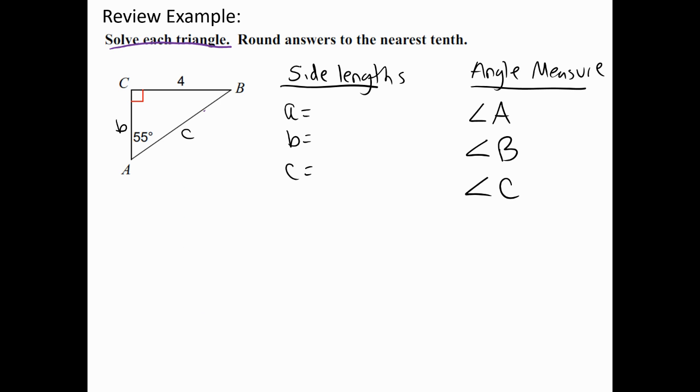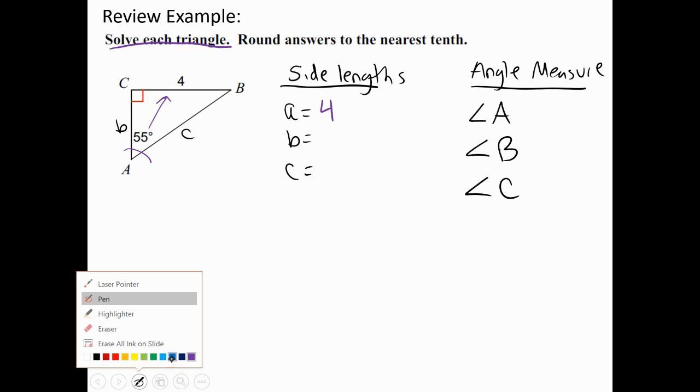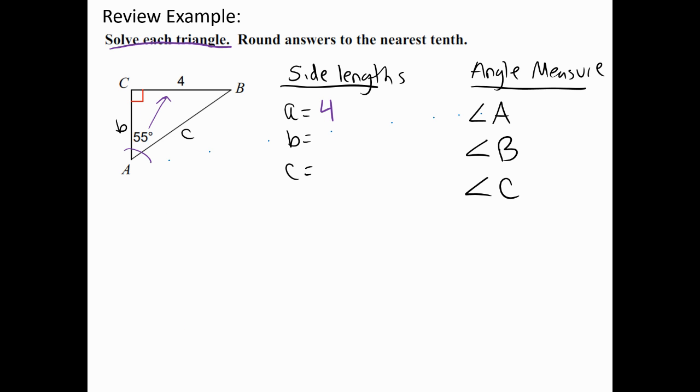And so we know that side A is 4, because it's opposite that angle. So this is going to be the length of 4. We don't know B, we don't know C. We also know the angle of A is 55 degrees. And we know angle C is 90 degrees. So now we're going to use those two to find the angle B.